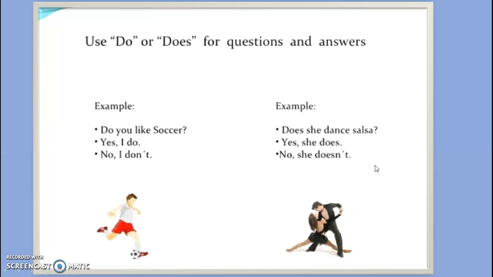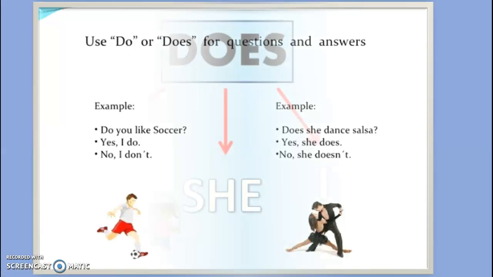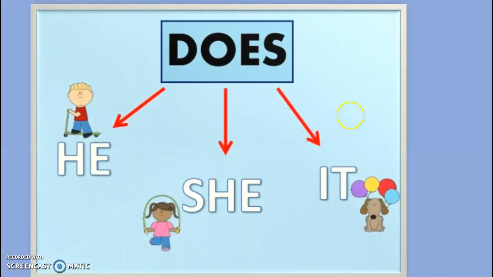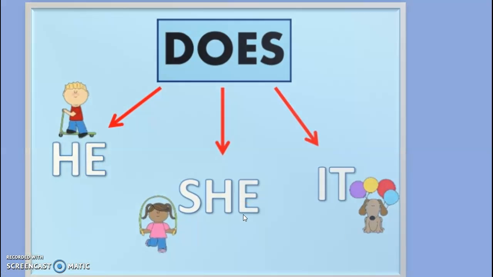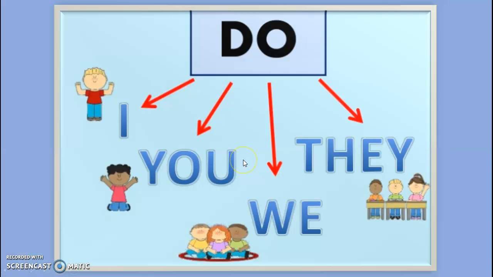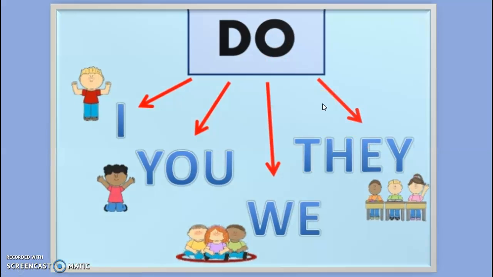Now we're going to learn how to use do and does. We use does for third person, that is he, she, and it. Remember, does for third person, he, she, and it. Now we use do for I, you, we, and they. Okay?